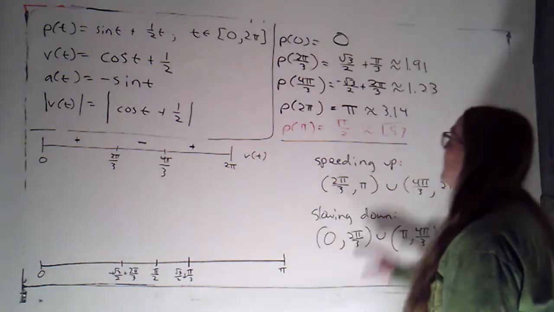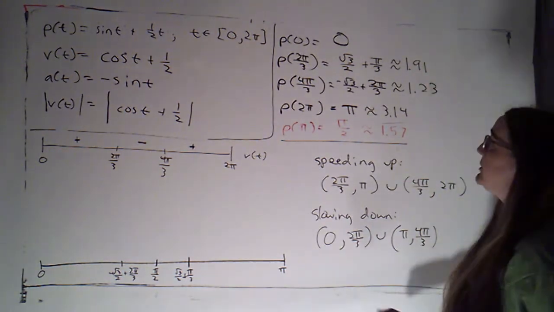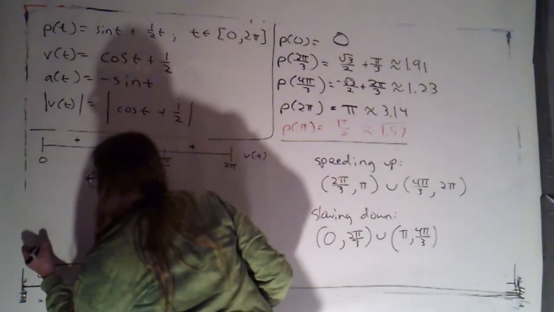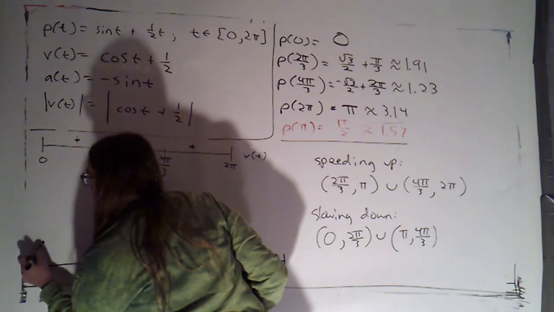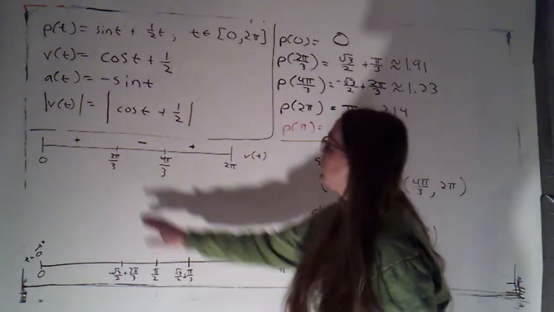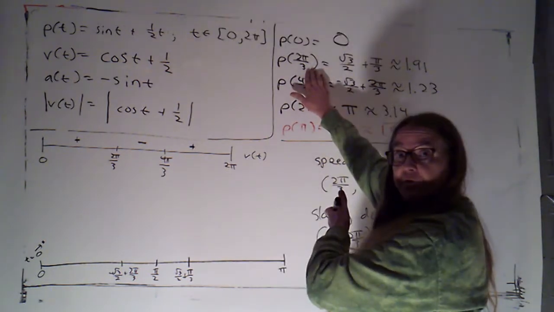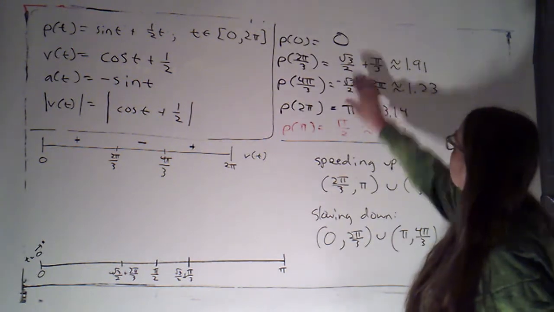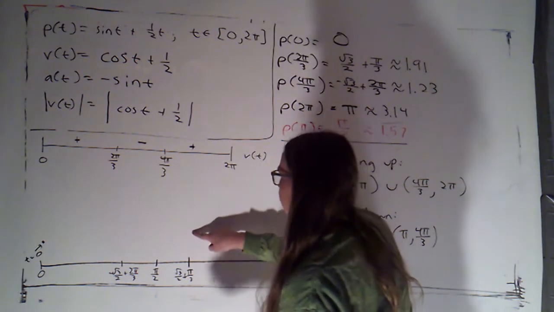Okay, so I'm going to just go through and plot these points. P of 0 was 0. So we're here, and I'll just label that that's where we are when time is equal to 0. Now we said until we hit time 2 pi over 3, we were moving in the positive direction, so we were moving to the right, and we move there until we get to root 3 over 2 plus pi over 3, which is what I'd marked here.